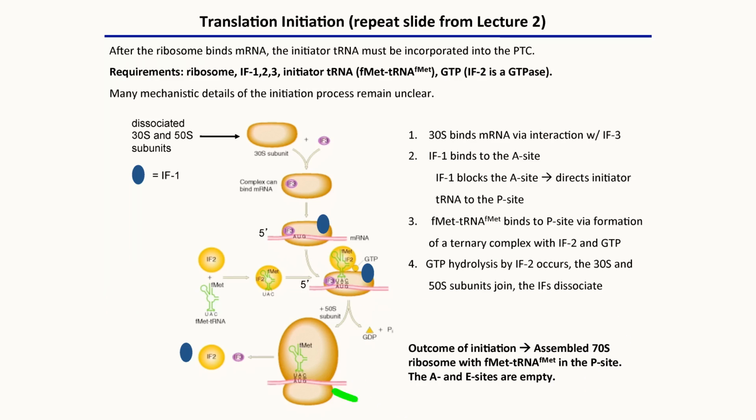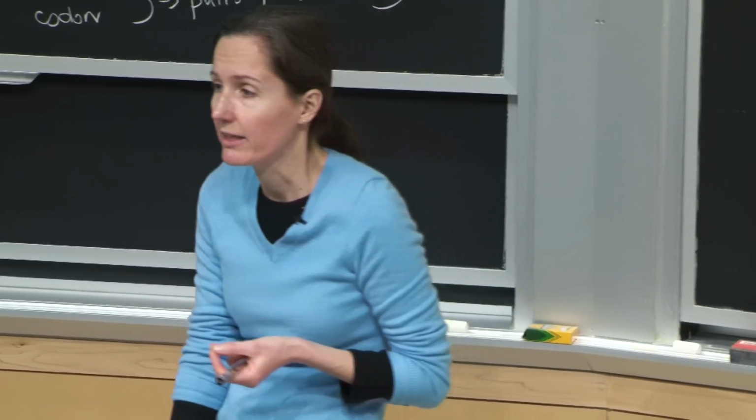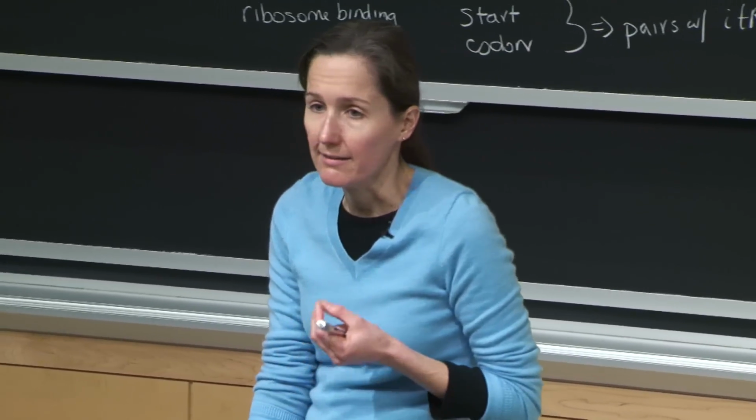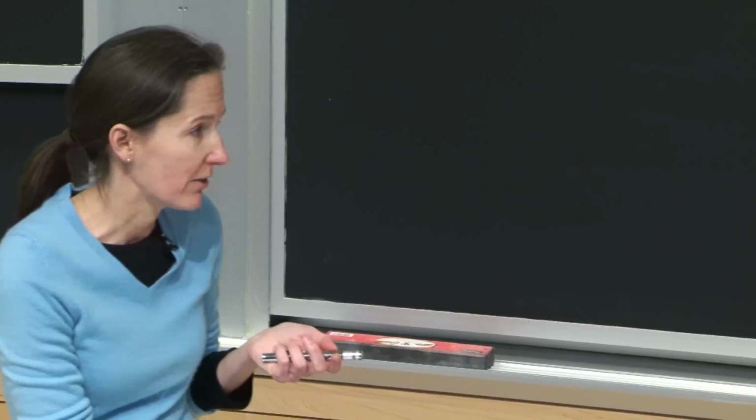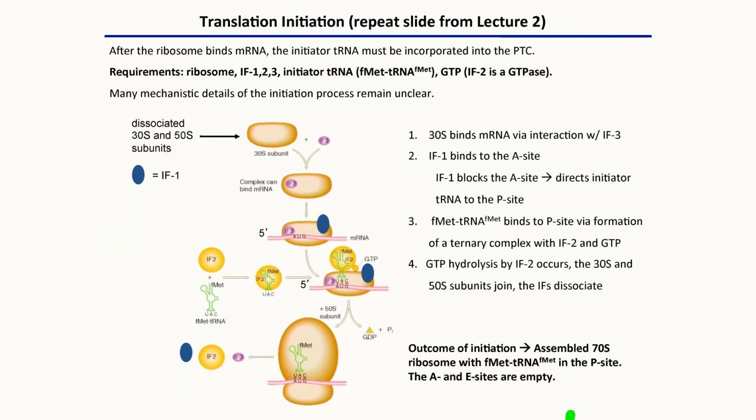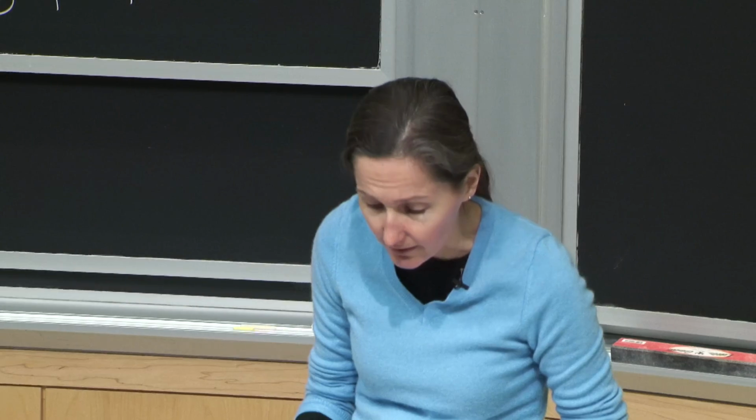Okay, so the outcome of this process here is that we have an assembled 70S ribosome with the initiator tRNA in the P site. The A site is empty, so it can accommodate an incoming aminoacyl tRNA. And the E site, or exit site, is also empty. So that's the main take-home for initiation, and that's the extent to which we're going to discuss it within this class.